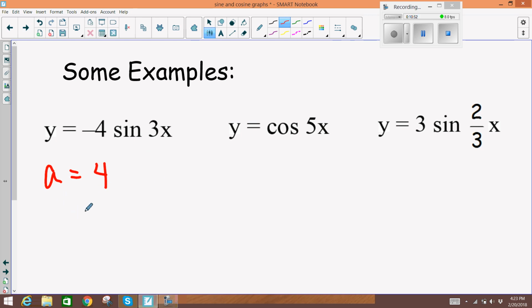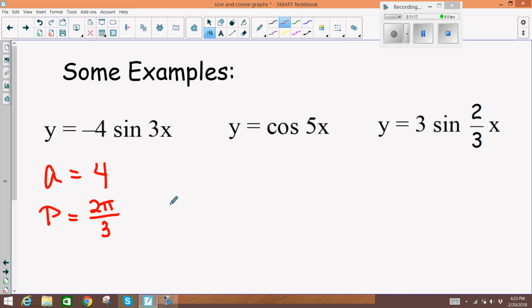And so that means that the graph is going to go up 4, and it's going to go back to the middle and then down 4. Okay? Now, to find the period of the function, how long does it take for the graph to go through a full cycle? You take the natural period of a sine graph, which is 2 pi, and you divide it by whatever b is, 2 pi over 3.